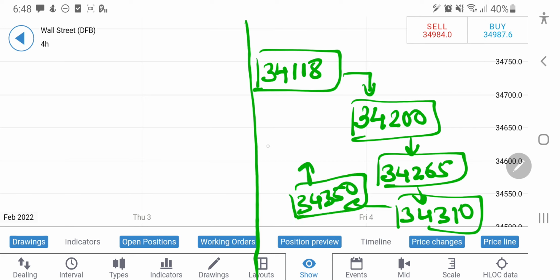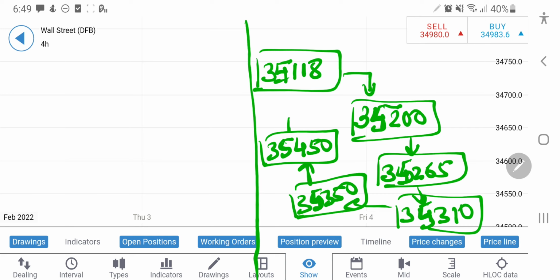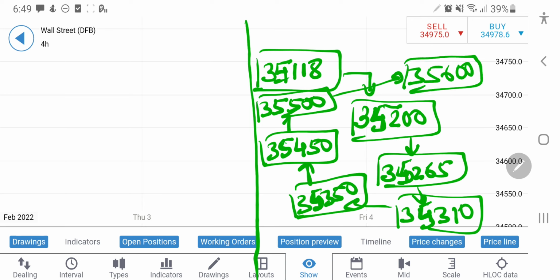Beyond that it will try to hit 35, sorry for this, let me correct this. This is 35,200, 35,265, 35,310, 35,350, and then it will fly past 35,450, 35,500. Till here we have stronger resistance, and then 35,600 is the strongest resistance for US30 to break past. So take your positions accordingly.